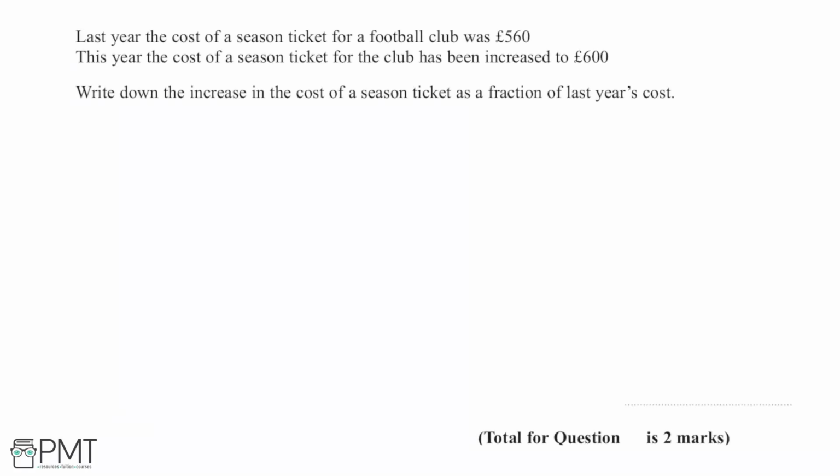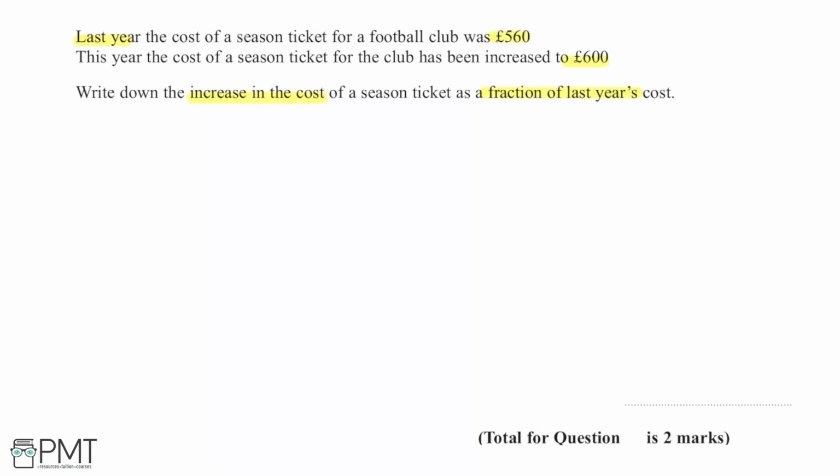So in this question, I'm told that last year the cost of a season ticket for a football club was £560. I'm then told that this year the cost of the season ticket has increased to £600. And I'm asked to write down the increase in the cost of a season ticket as a fraction of last year's cost. So I can see that I have the two costs here, and it was originally £560 and it's then gone up to £600.